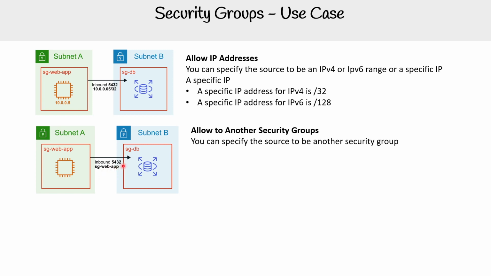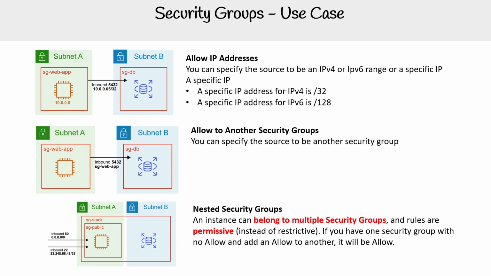But the idea here is that if you have a database, you may want to only allow the web application access. And that's a lot better than saying IP addresses, because you could be adding tons of compute instances that have to have access there. And so it makes more sense to allow a security group. So hopefully that one is clear there.